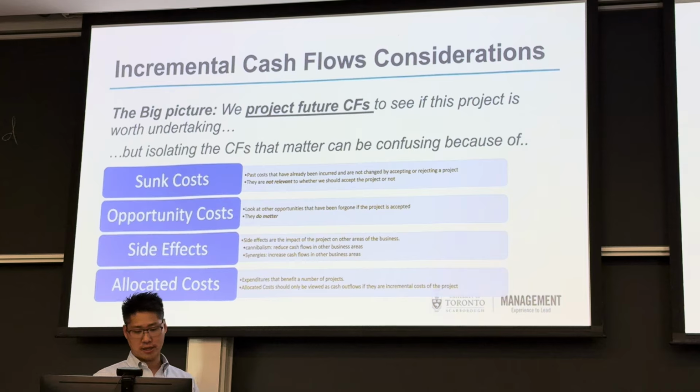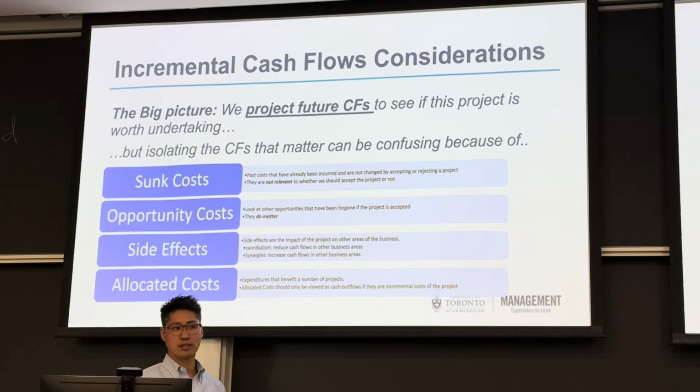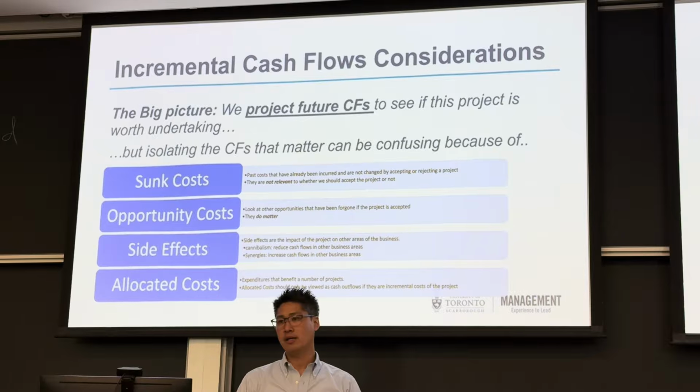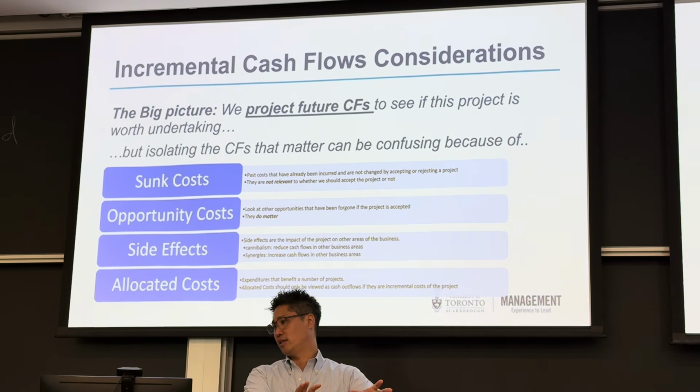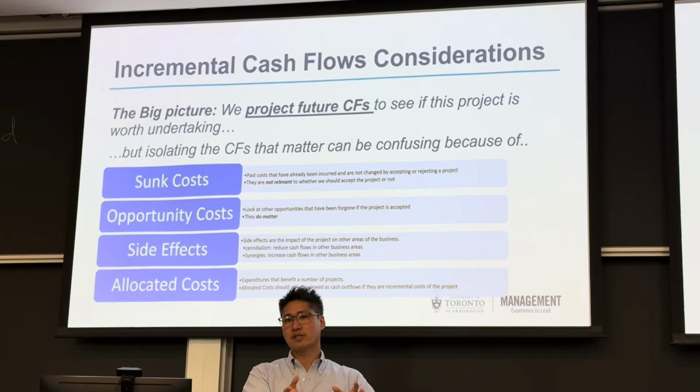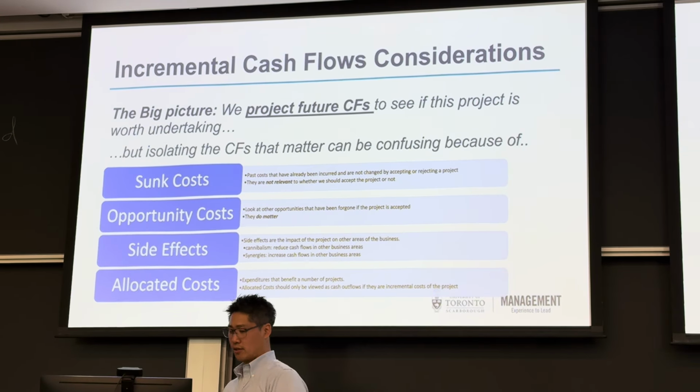Lastly, you have allocated costs. So these are expenditures that benefit a number of projects. An example would be, for me to install this new ice cream machine, I have to install new plumbing, new electrical wire. But this electrical wiring and plumbing is not just serving that machine, it also builds capacity for me to expand that business for some other machine that I would need later on. But how are you going to split that cost, right? That is something that you would probably have to consider as well.